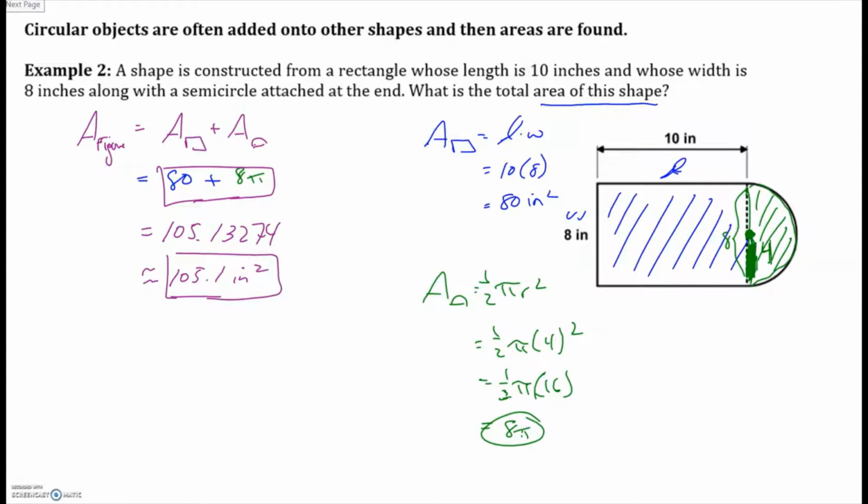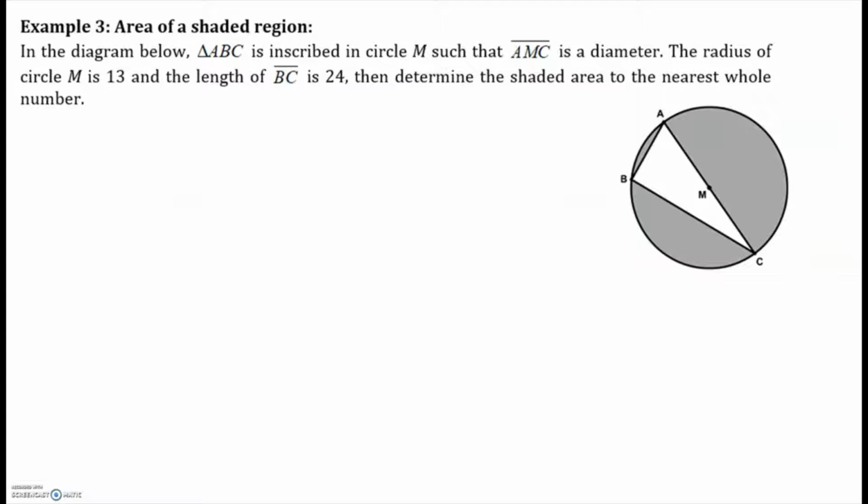All right, so moving on to the next one. Here, we've got another area of a shaded region question. Again, similar to the first lesson in this unit. But it's a little bit more involved, right? We did a couple things like this, but maybe not as advanced. Here I've got an inscribed triangle, so we do have to be cautious of some information. Again, we have inscribed. That's something that we talked about earlier in the year.